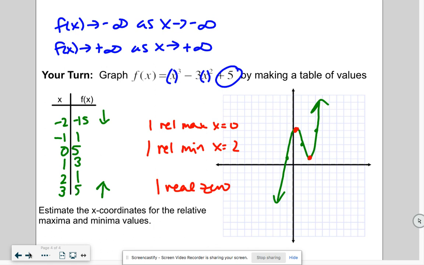And it really does help to first look at the function, the leading coefficient, like the degree of the function, is it odd or even, and is the leading coefficient positive or negative, and then, of course, the y-intercept. Those are key parts of the function to first notice before you start your graph.